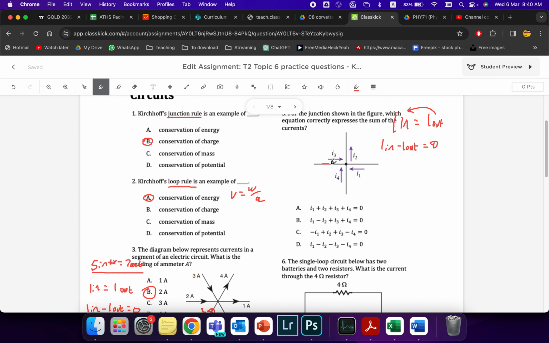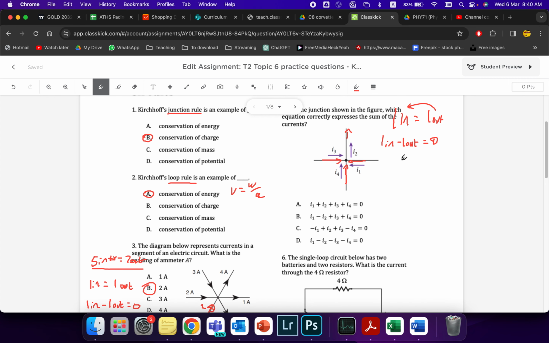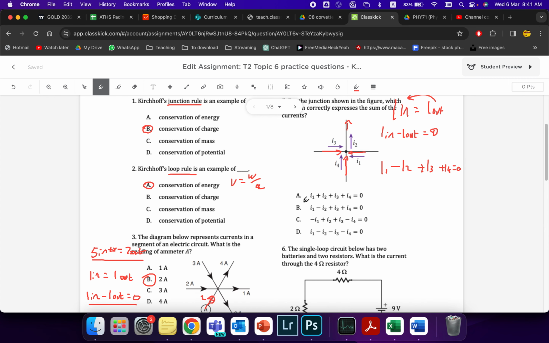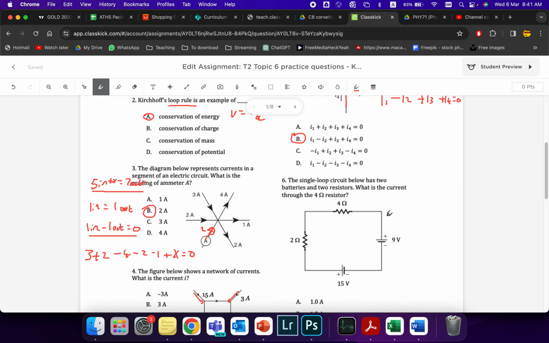What's in? I3 is in, I1 is in, I4 is in, but I2 is out. So I in, I will write I1, and I2 is minus because it's coming out, minus I2, plus I3, plus I4, and all that equals 0. So what is the best option here? B is the best option: I1 minus I2 plus I3 plus I4.